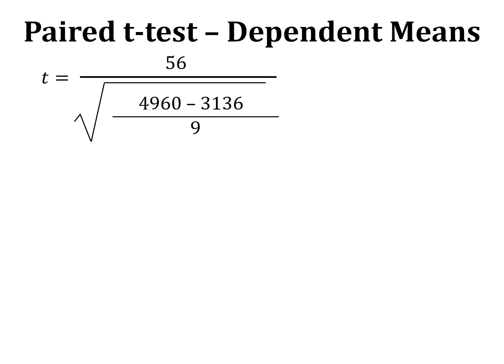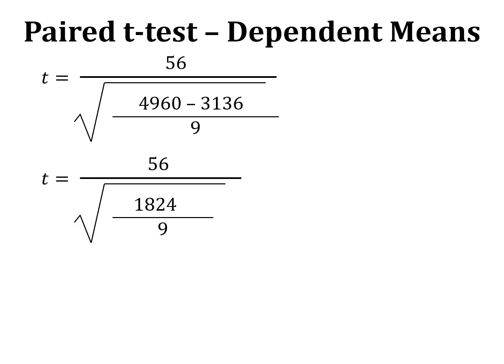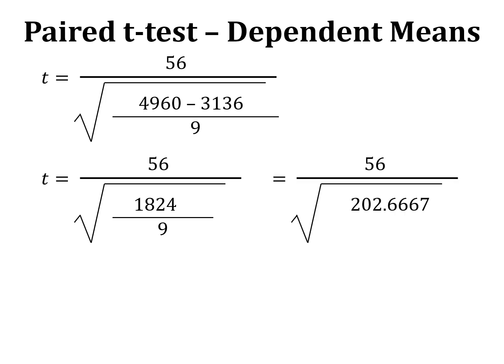And now continuing with the same step, we have 1824, which is 4960 minus 3136. Now we are going to divide 1824 by 9, and the answer is 202.6667. Right?